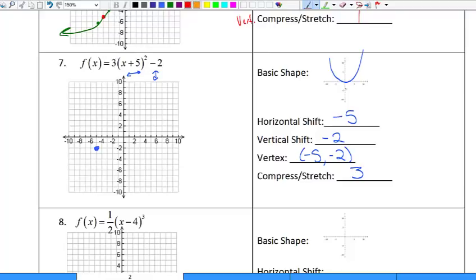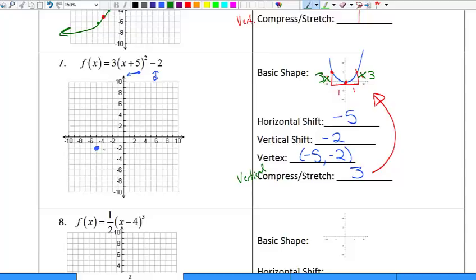Okay, so normally on my basic shape, I would go right 1 and up 1 and left 1 and up 1 to get to my key points. But because I have a compress and stretch of 3, I am now not going to go right 1 and up 1, but I'm going to go right 1 and up 3. Okay, so take out that 1 and it's not going to go up 1. Now notice the left and right 1 stays the same. That's because this is not a horizontal stretch, it's a vertical stretch and compress. So the only thing that you're changing is the vertical components.